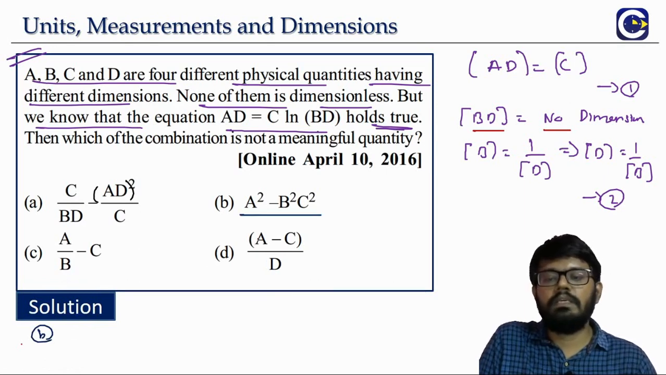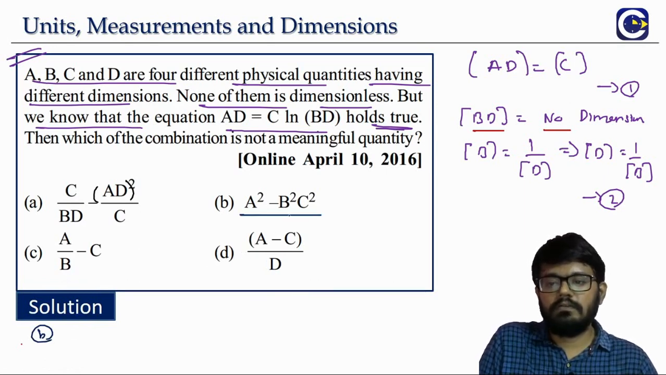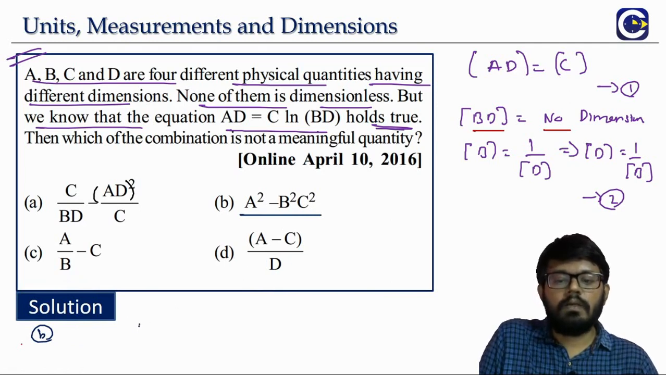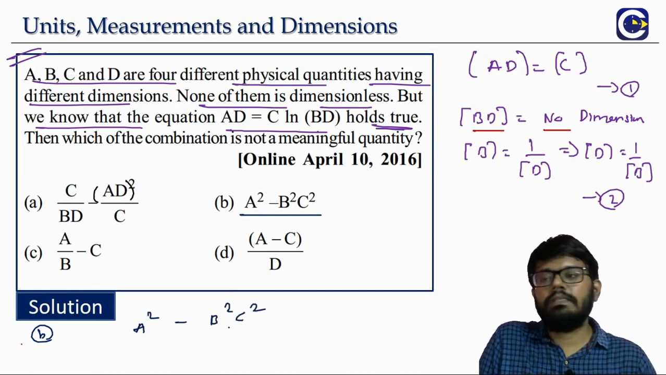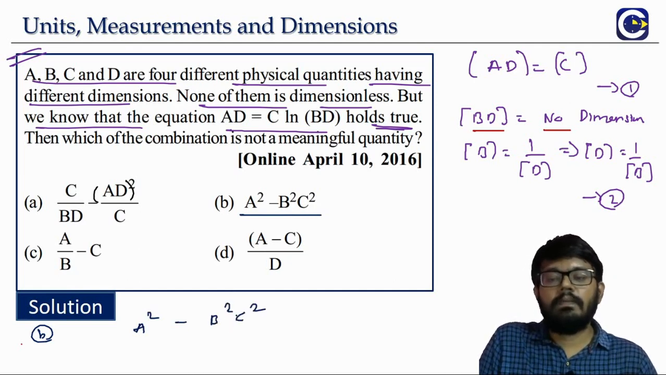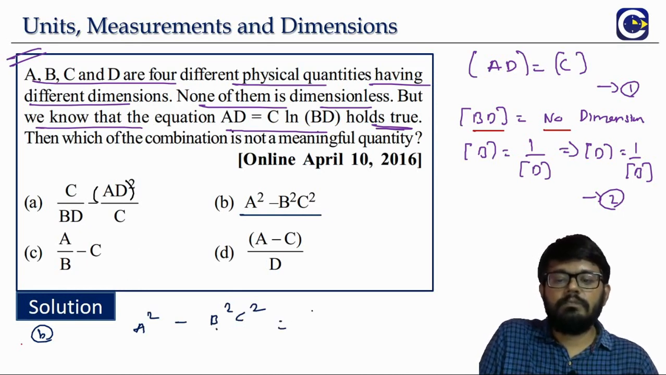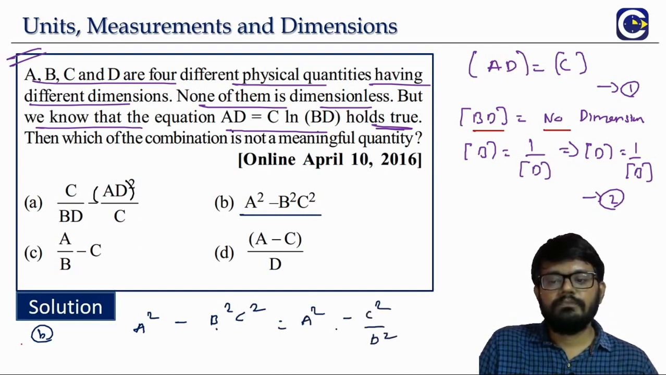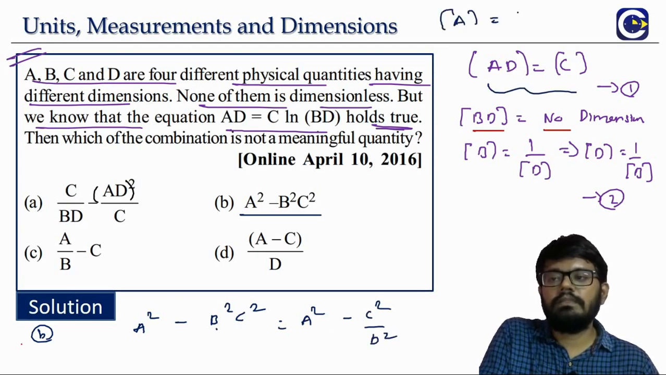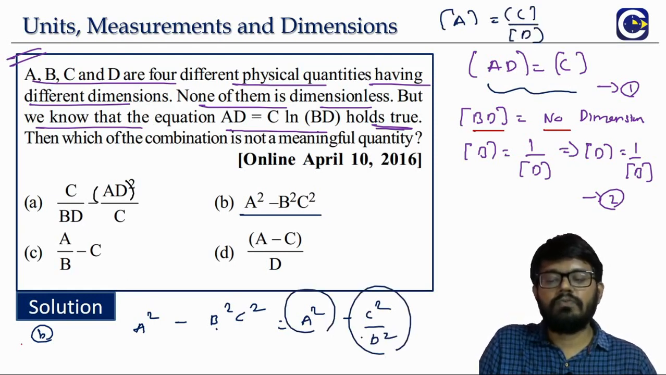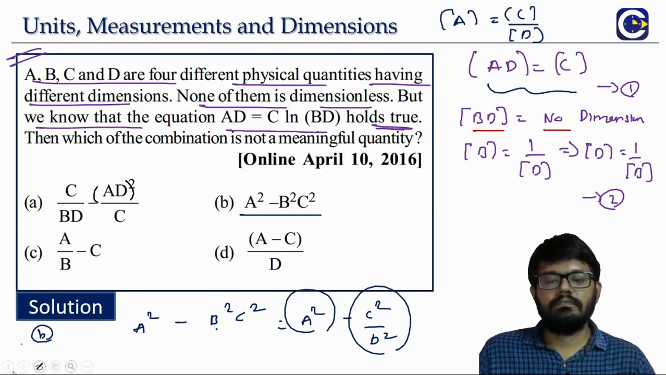Now we will go and check the B. A square minus B square C square. So we have to check whether this is correct as per the dimensions. What is B? 1 by D. So A square minus C square by D square. Look at this. AD is equal to C means what? A is equal to C by D. So A square and C square by D square will have the same dimensions. That is also correct.